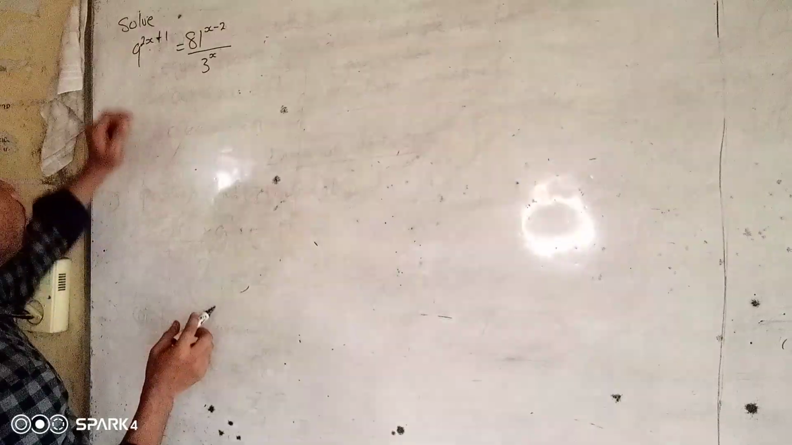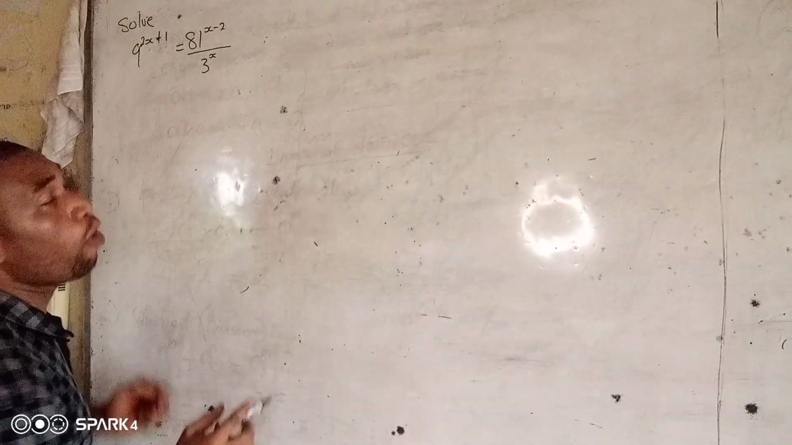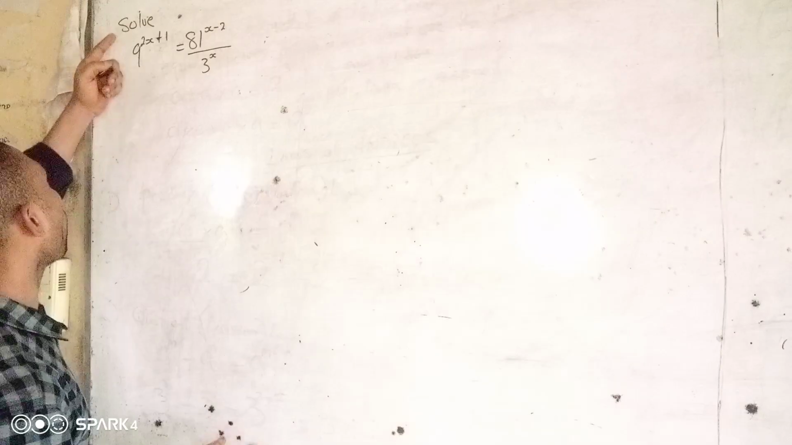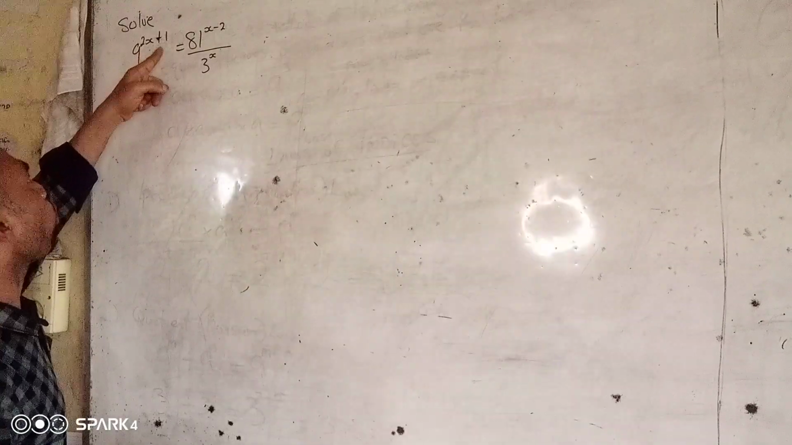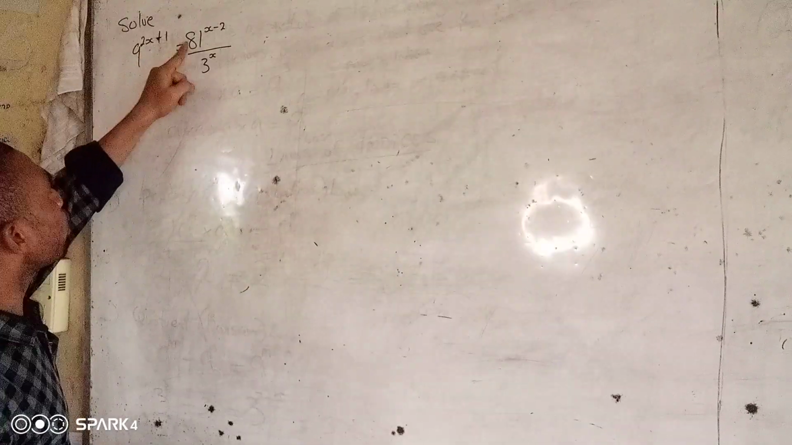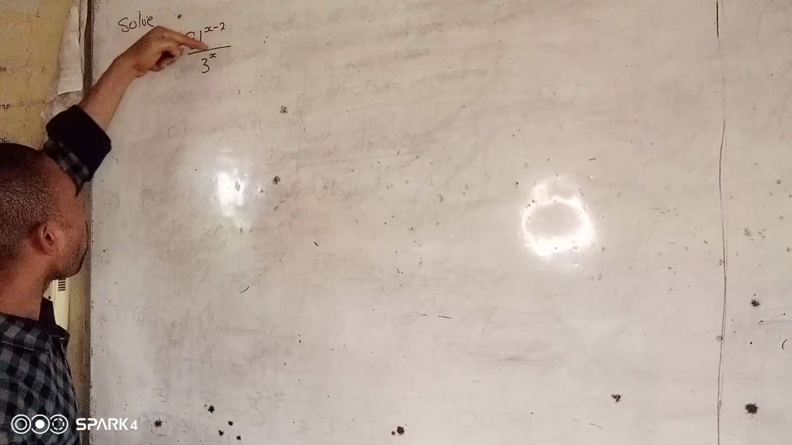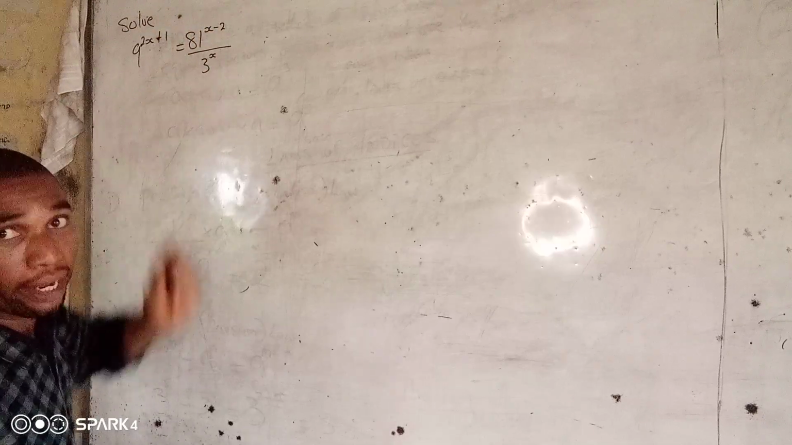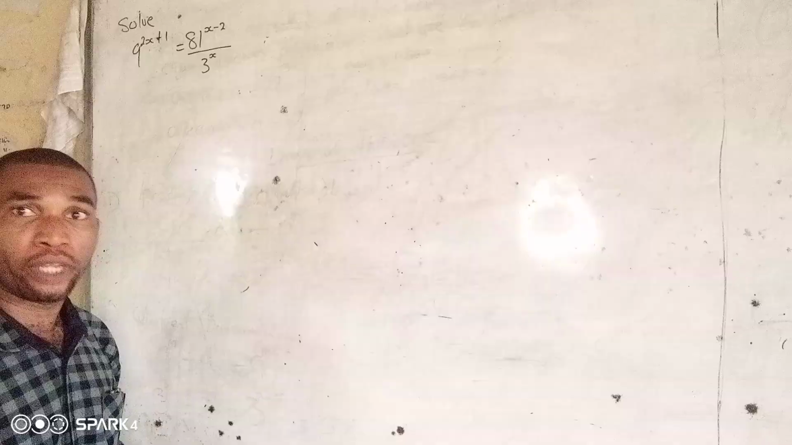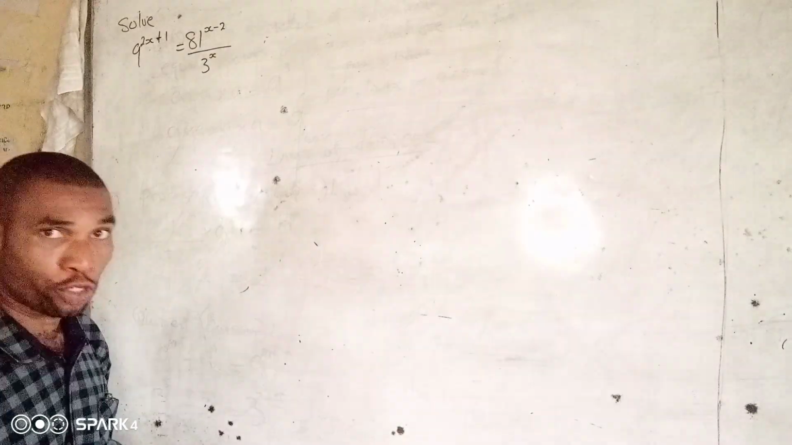Now look at this question. The question is asking for us to solve for x. It says solve 9 raised to the power 2x plus 1 is equal to 81 raised to the power x minus 2, all upon 3 raised to the power x. Now this is an exponential indicial equation.